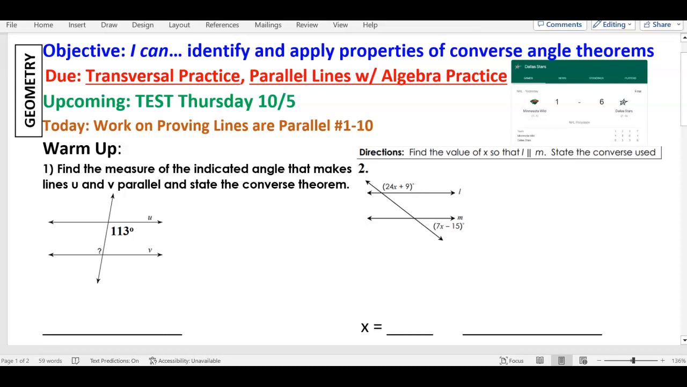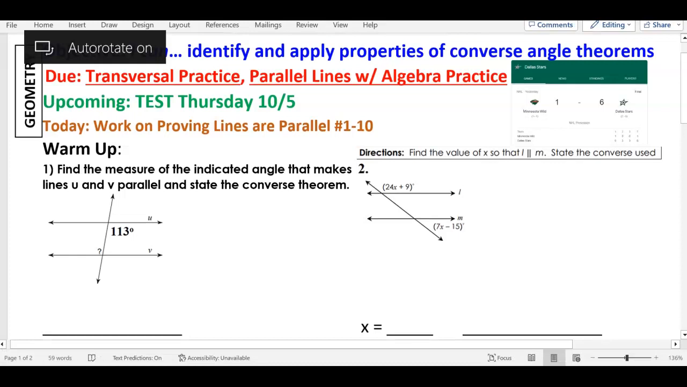The big difference about yesterday's notes and the ones before that is that it's backwards. So that's why we call it the converse. So let me show you on number 1 here. They want to find the measure of the indicated angle.